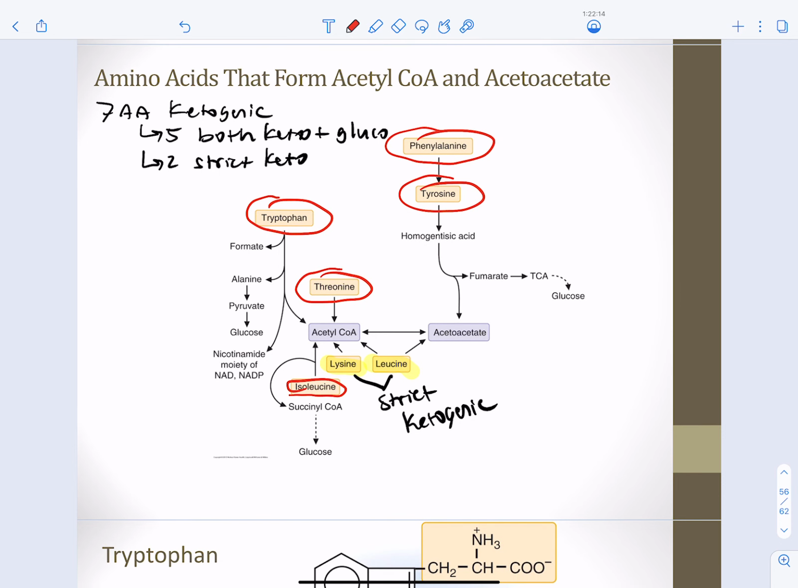Now, one thing to keep in mind, I just want to make a note that lysine degradation is very complex. I'm not going to teach it here, there's no reason to. It takes 10 steps, and then you're going to eventually get to your acetyl-CoA.